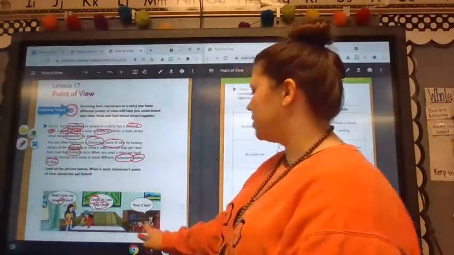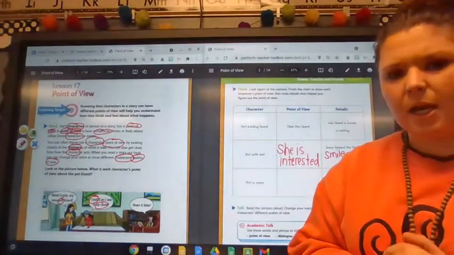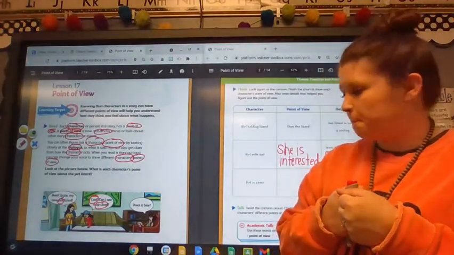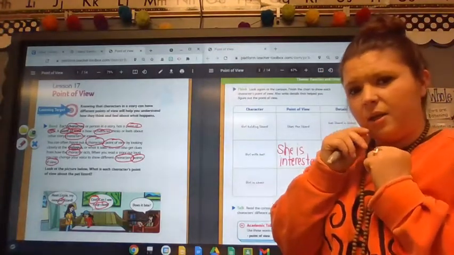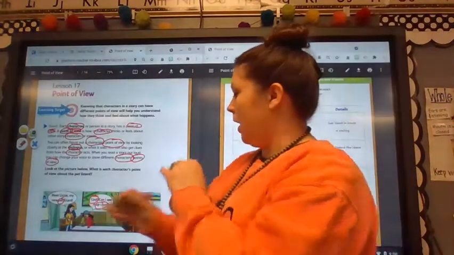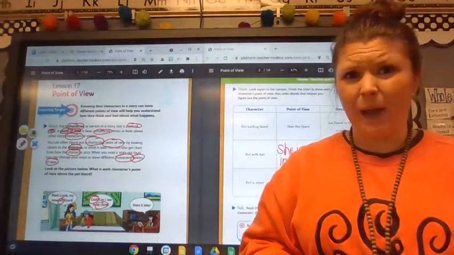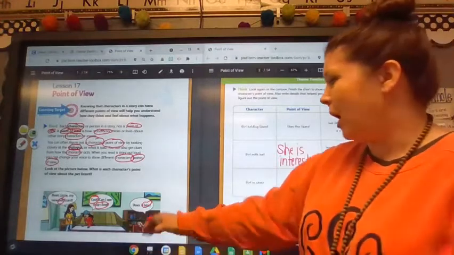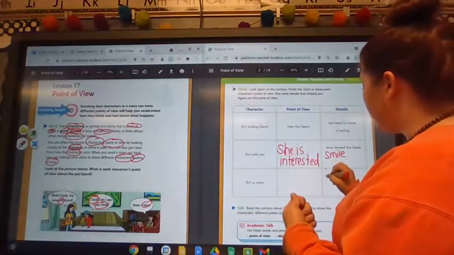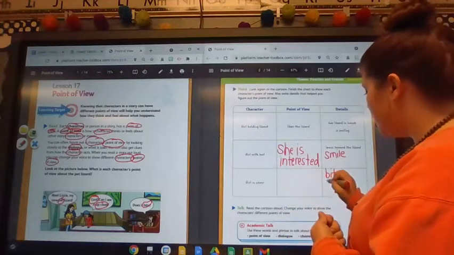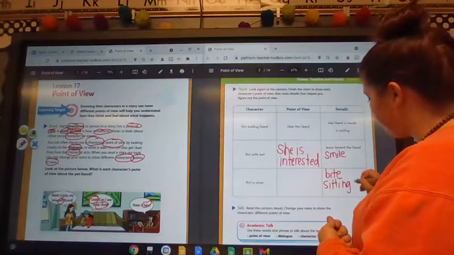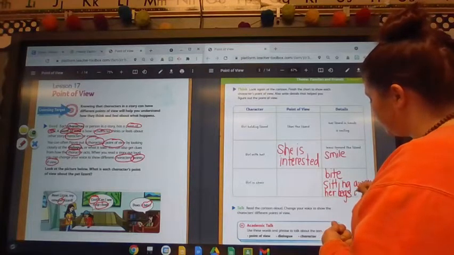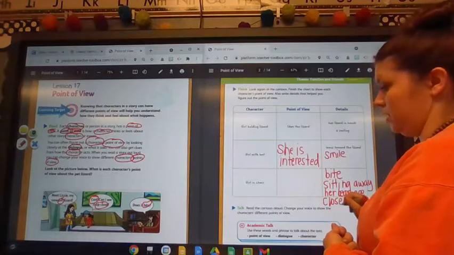All right, now let's look at our third character over here. What do you notice about this character's actions? She's got her legs pulled up to her. Her fingers are in her mouth, right? She has a distance between her and the pet, and her words say, does it bite? That word bite lets us know why her actions are the way they are, right? So the details are she said the word bite. She's sitting far away. Her legs are close to her. She looks nervous, doesn't she?